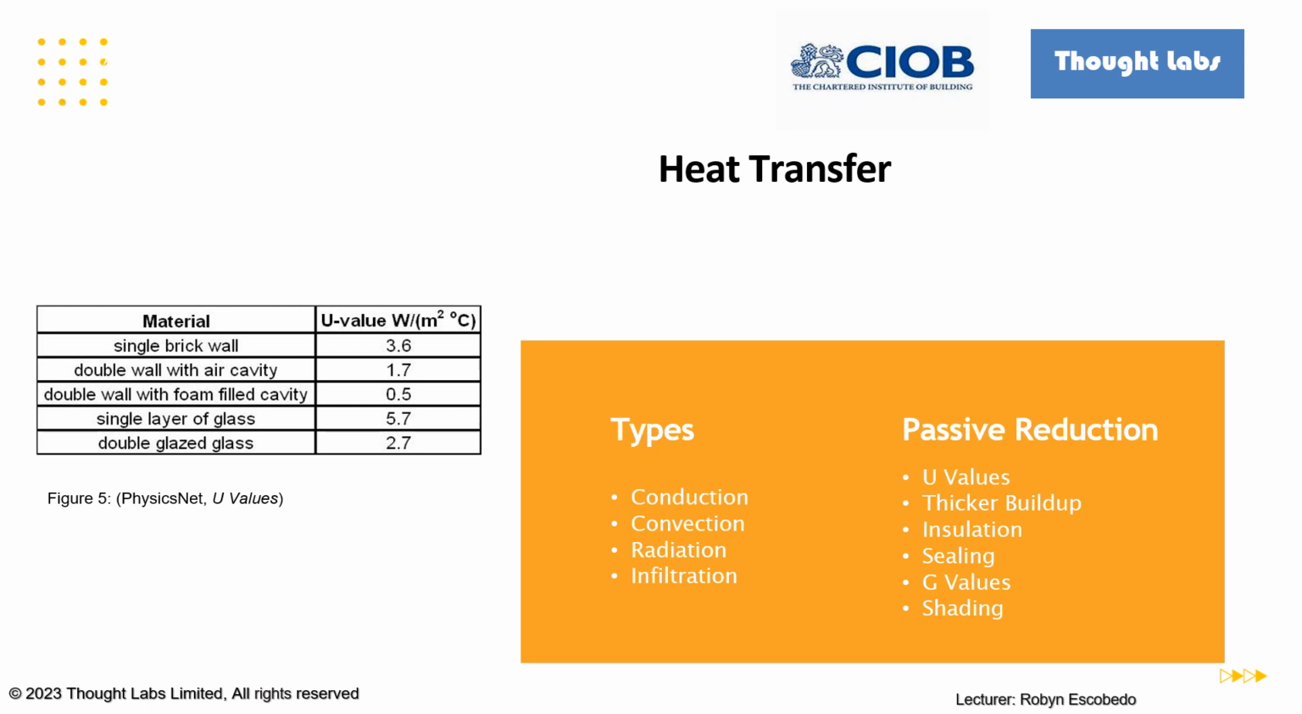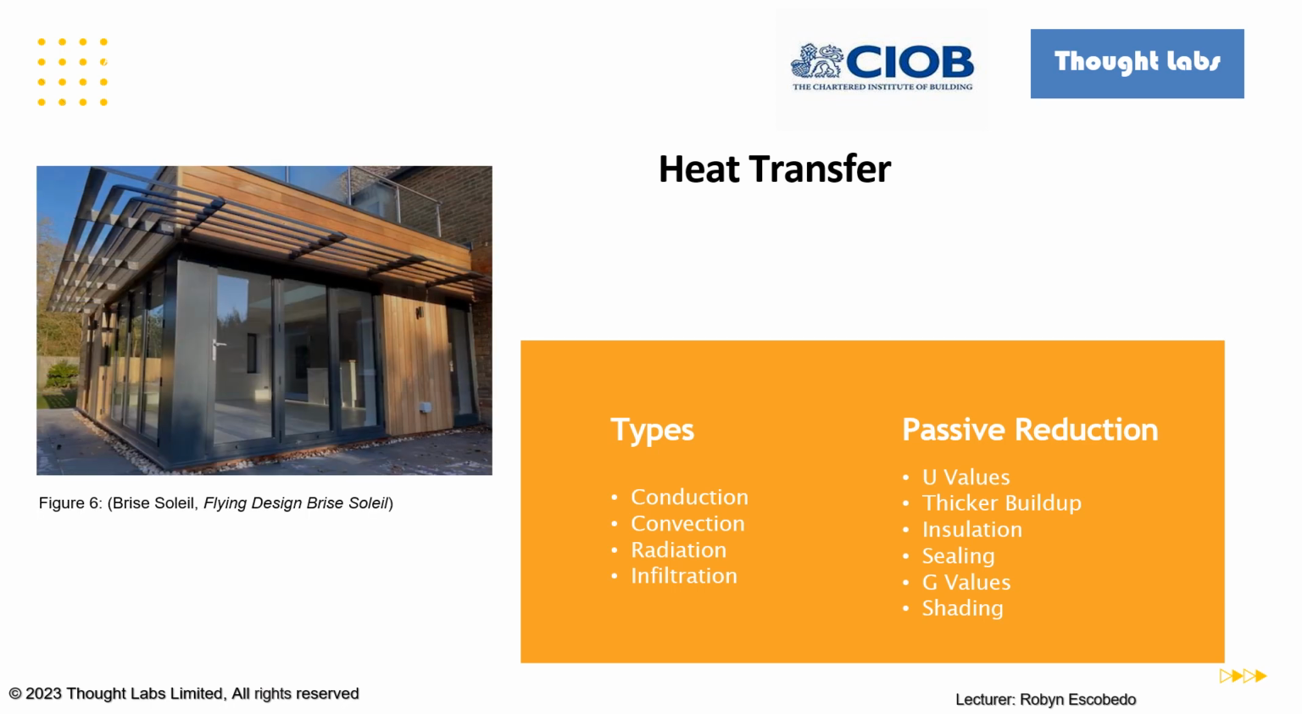If we can quickly consider cooling, the opposite will occur and heat will pass from outside to inside on a hot day. The same in terms of reducing losses is applicable to cooling. However, we also need to consider the effect of radiation and ways of minimising this. This could include using windows with lower G values or looking at shading techniques such as brise-soleil. Brise-soleil will shade the windows and reduce the radiation passing through the windows.